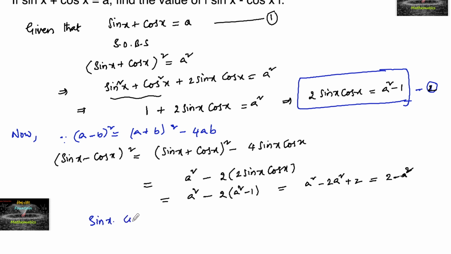So we can write sin x minus cos x is equal to square root of (2 minus a square), or we can write mod of sin x minus cos x as root over (2 minus a square). Okay, thank you.